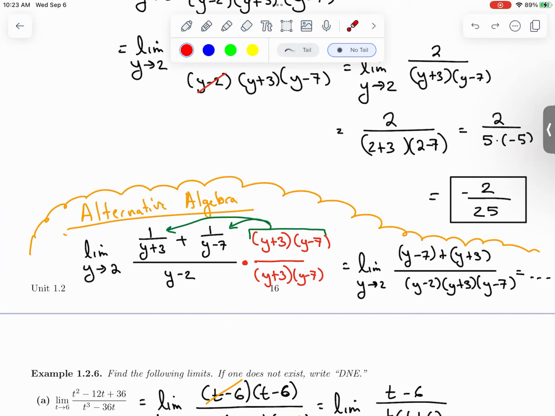So you can multiply the big numerator and the big denominator by the LCD of everything, and then distribute it in. When you distribute it into the first term, the y plus 3's cancel, and you're left with that y minus 7. When you distribute it into the big numerator of the second term, the y minus 7's cancel. You're just left with the y plus 3, and then the denominator, nothing cancels. So you just get y minus 2 times y plus 3 times y minus 7.